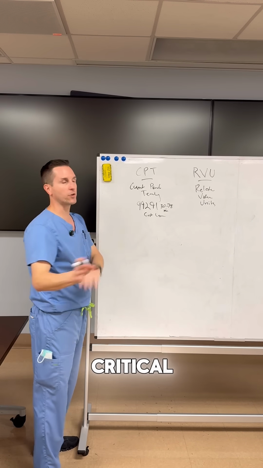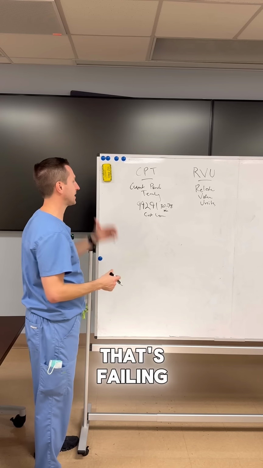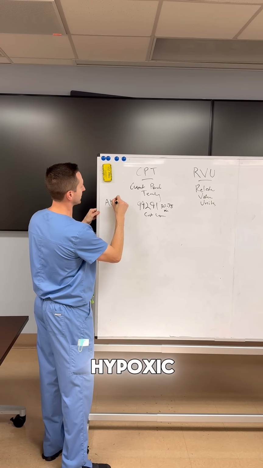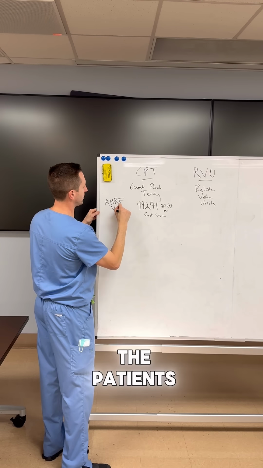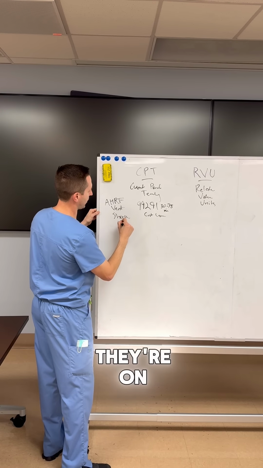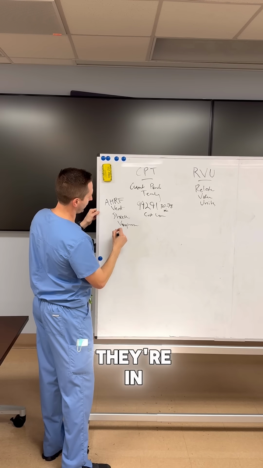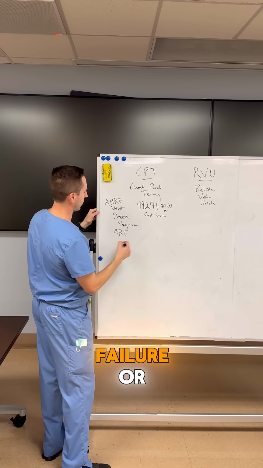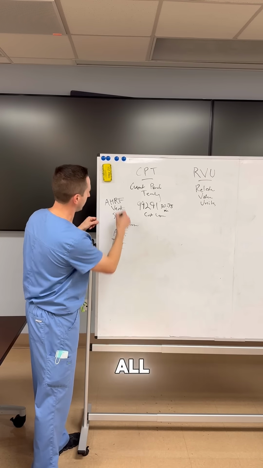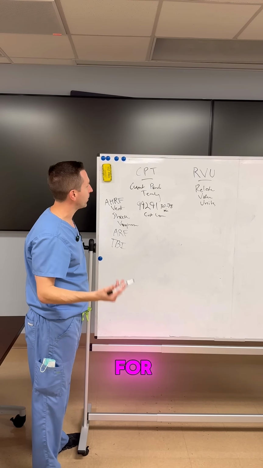And to deliver critical care, a patient has to have an organ system basically that's failing. So the typical ones would be acute hypoxic respiratory failure, and the patient's on the vent, or they're in some form of shock state, and they're on some form of a vasopressor, or they're in acute renal failure or hepatic failure, or they have a traumatic brain injury. So these are all the common ones that I bill critical care time for in the ICU.